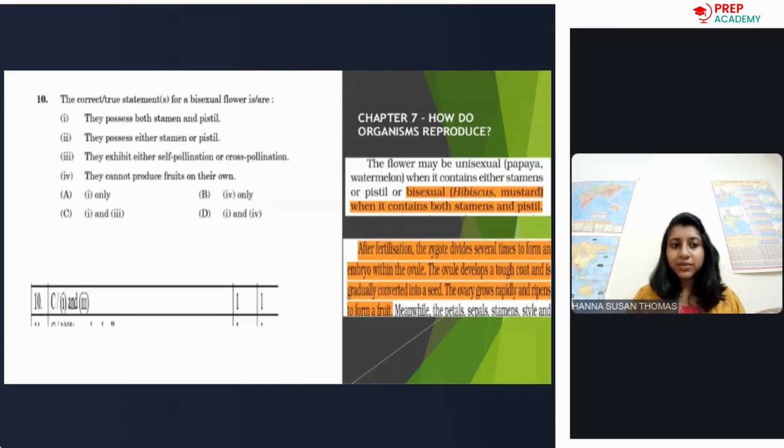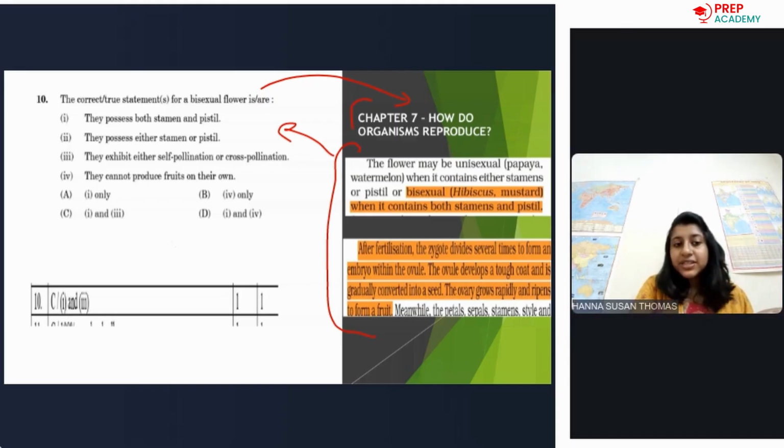Then, next question. The correct or true statement or statements for a bisexual flower is. First, think about which chapter this question belongs to. This question belongs to the chapter How Do Organisms Reproduce? And I have given you some screenshots from where you can tackle this question easily. You can see that these questions are all mentioned directly or indirectly in your textbook.